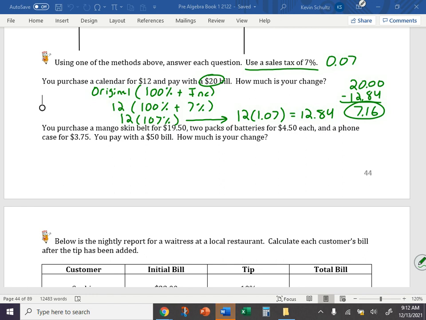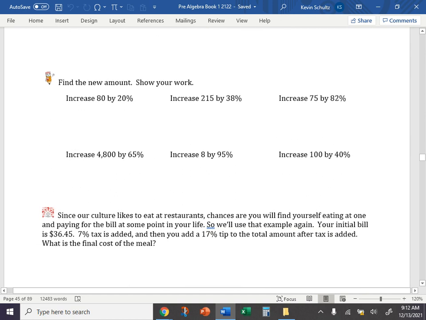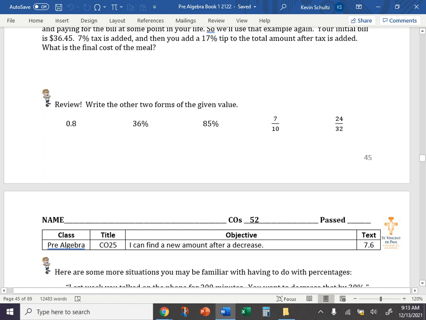Okay. So, another word problem, similar situation here. You're buying more stuff. You pay with a 50. Tax is still 7%. Then on the second page, we already talked about this, the customer, the bill, and the tip. The next section is just straight up increase an original amount by a percentage. Okay? Does say show your work. Do show your work. If you use the formula, write out the formula. Write out what you're plugging in. Then you've got another word problem, and then for review, you've got some conversion stuff at the end. But work must be shown.